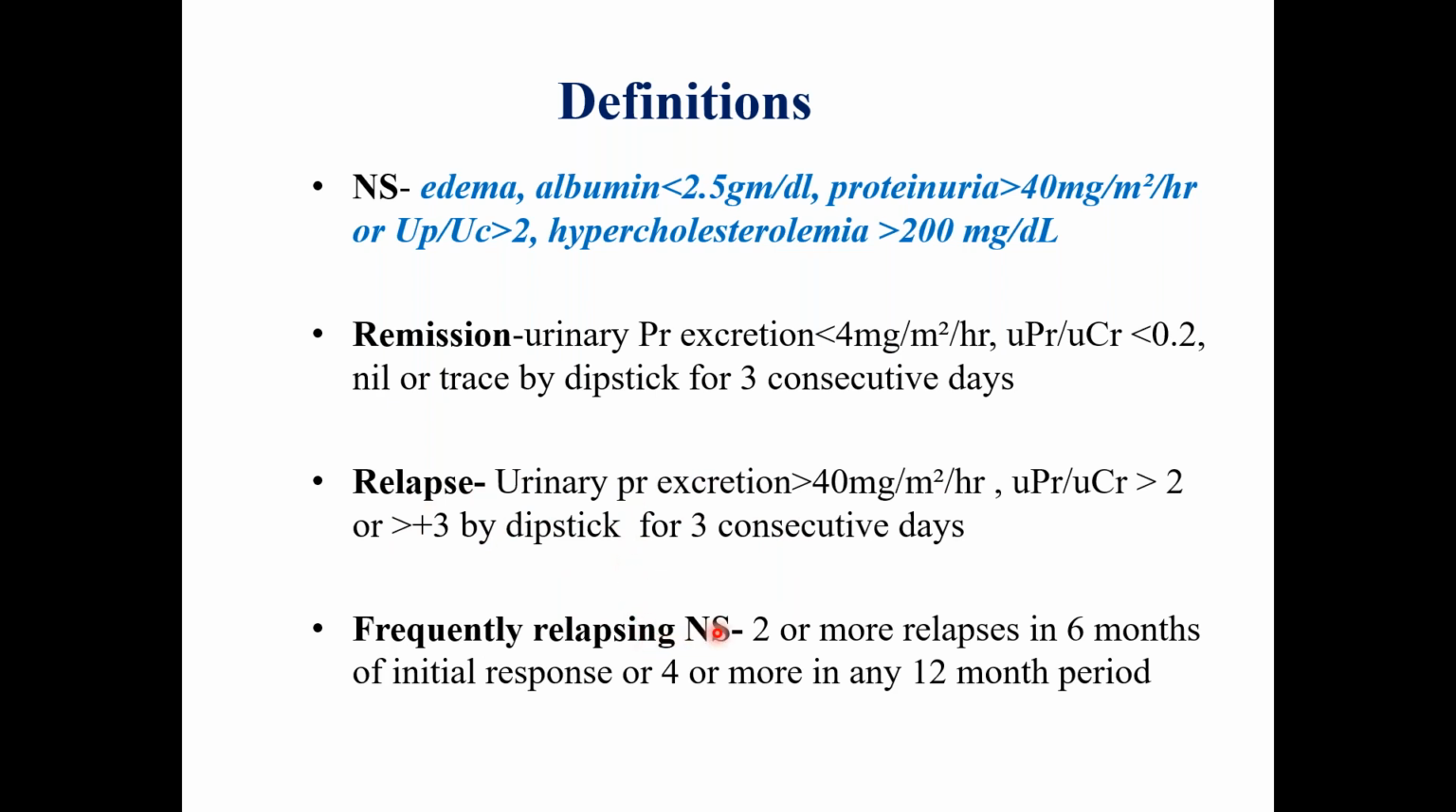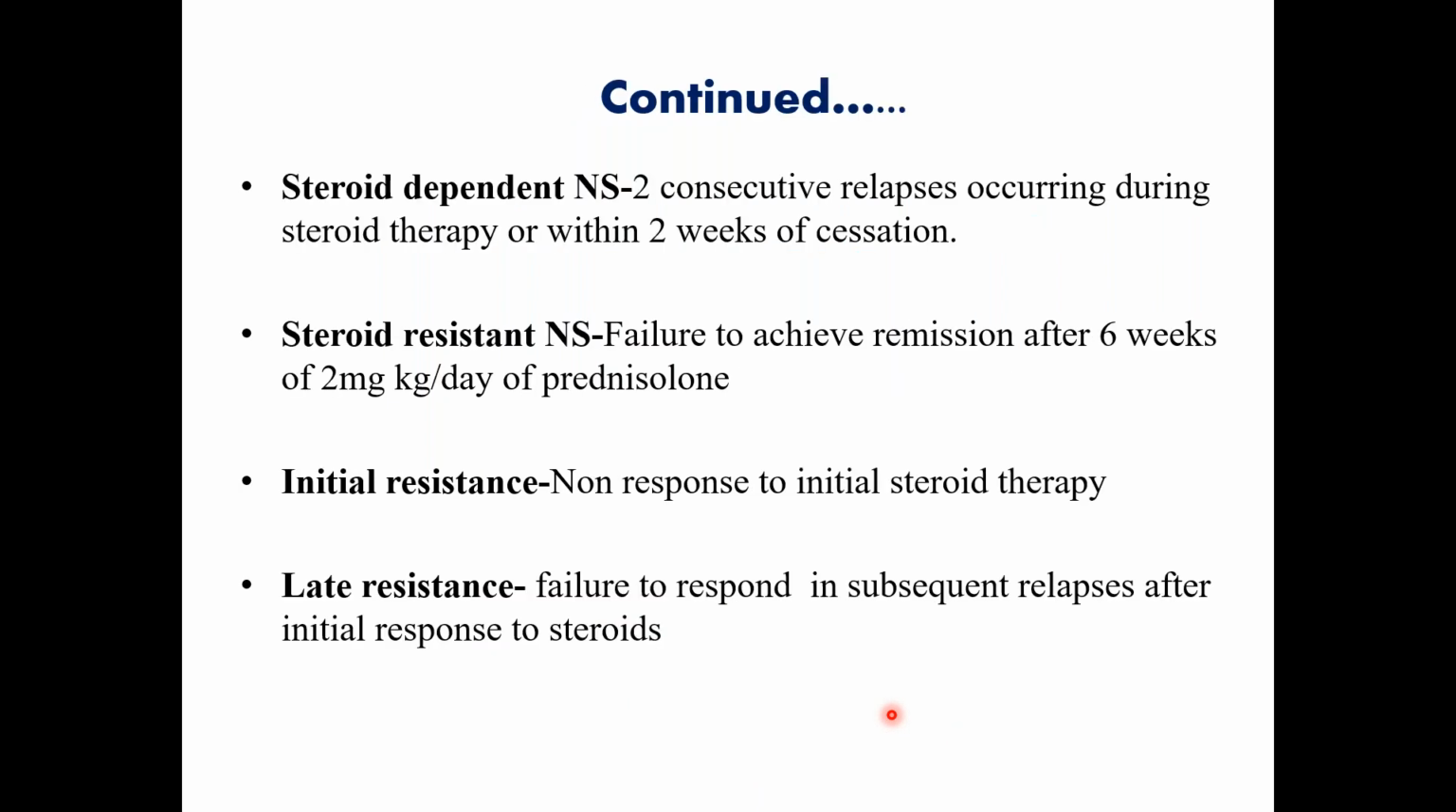Then there are certain definitions based on the clinical course of nephrotic syndrome in the pediatric age group. By frequently relapsing nephrotic syndrome, we imply that the patient has had 2 or more relapses in the first 6 months of the disease, or 4 or more relapses in any 12-month period. Any patient having less than 4 relapses a year constitutes infrequently relapsing nephrotic syndrome.